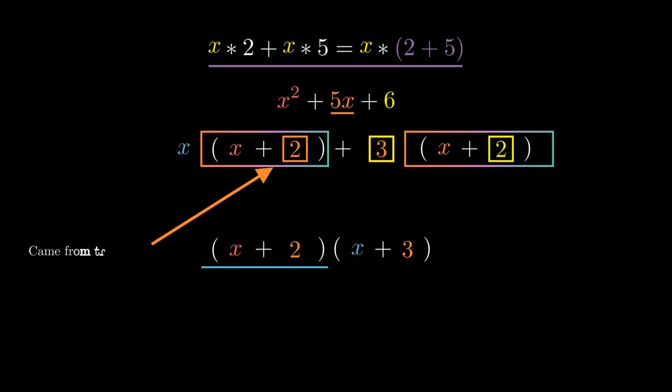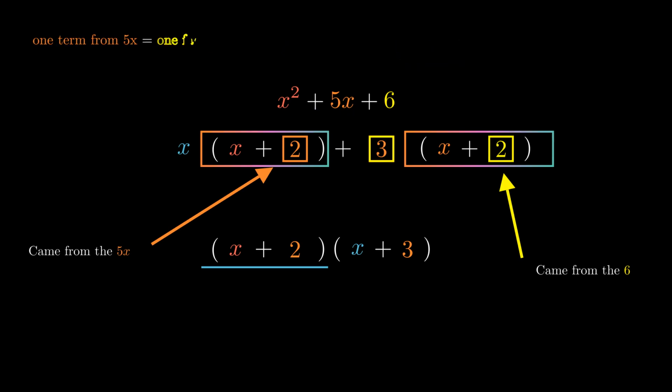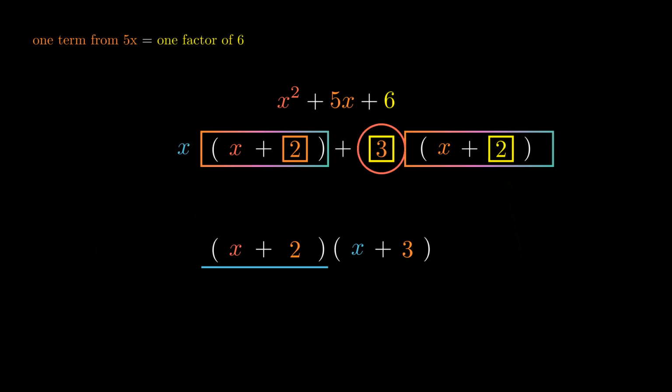This 2, colored orange, came from the breakdown of 5x. This 2, colored yellow, came from one of the factors of 6. Since we needed both of these terms to be 2, we needed to have that in common from 5x and factors of 6. So let's make a note of that. One of our terms from the middle needs to equal one of our factors from the right term. And then this 3 here is colored yellow and orange. The 3 was a common factor. We originally had 2 of them. One came from the 5x and the other from the 6. So the other factor also has to be in common with the middle term breakdown.